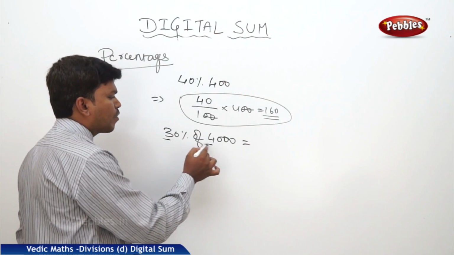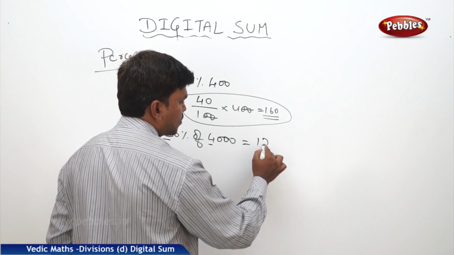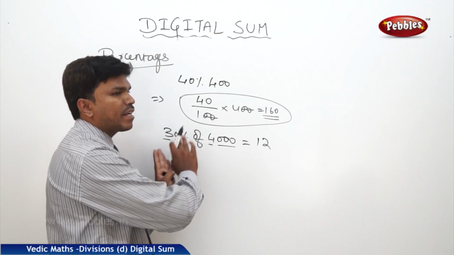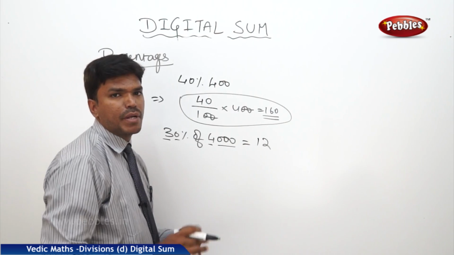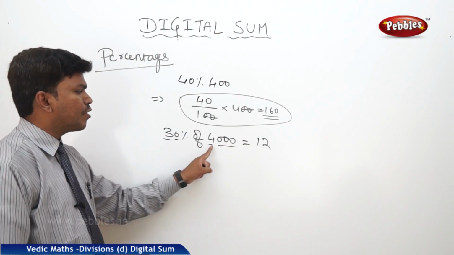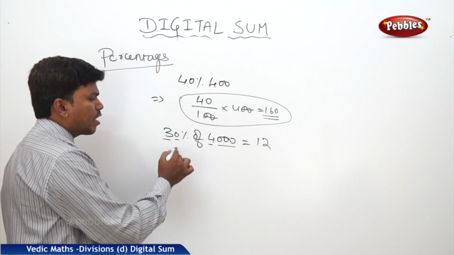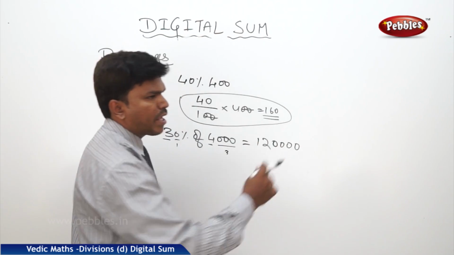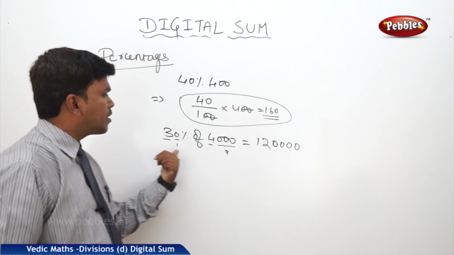What is 3 into 4? 12. And how many zeros are there? 1 and 3, that is 4. That means I am multiplying 30 into 4,000 directly. Since both numbers are easy, I am simply putting 3 into 4, 12. And how many zeros? 1 here and 3 here. 1 plus 3, 4. So add 4 zeros.